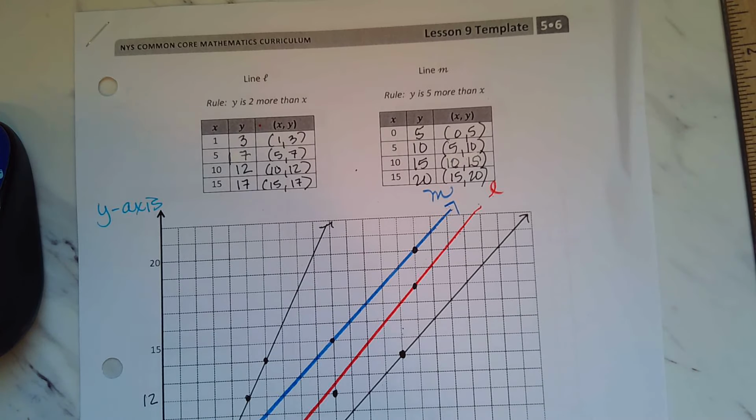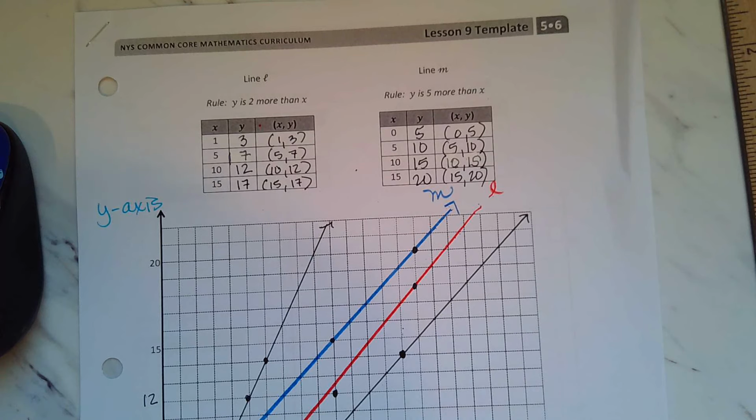So compare the rules for lines L and M. What do you notice? Well, both rules are adding to the x coordinate. One rule had us add 2 to the x coordinate, and the other had us add 5 to the x coordinate. We are adding 3 more to the x coordinate in M than we are to L. That's why all of the y's are 3 more than the y's on L.